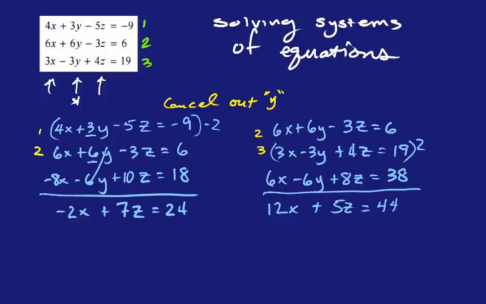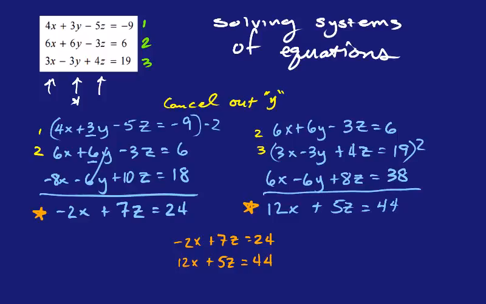So now once you've canceled out the y's, which we've done, you have two new equations. You've got these two guys right here. Notice they both have x's and z's. And so now you're going to set up a system of equations again. So -2x plus 7z equals 24. And 12x plus 5z equals 44. And you're going to do the process of elimination again in order to solve for these two variables, both x and z.